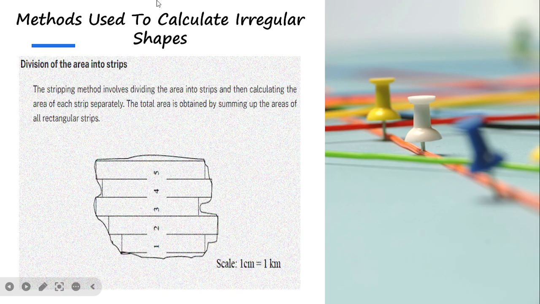Moving on, the other method is division of the area into strips. So this is the other method for calculating the area of these irregular shapes. The stripping method involves dividing the area into strips and then calculating the area of each strip separately. So this is the stripping method, division of area into various strips.